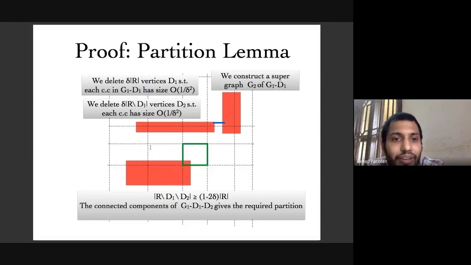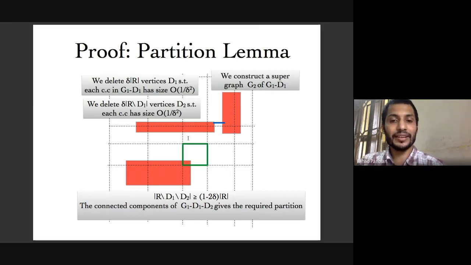Yeah. Okay. So how many vertices did we delete? In the first step, delta times R, and in the second step, at most delta times R. So the remaining number of vertices is 1 minus 2 delta times R, capital R, the cardinality of R. Clear? And each connected component has this property, that its size is bounded. And each cell will intersect only vertices from one particular connected component. And substituting delta equal to epsilon by 2, you are done.